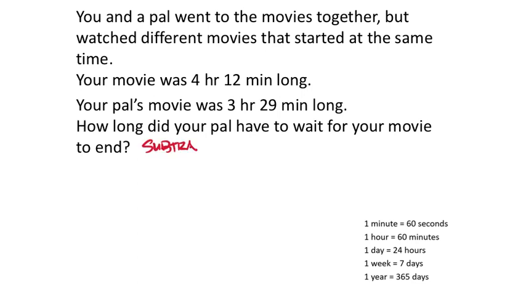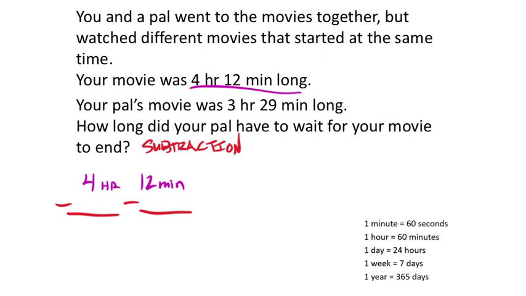So you said there's no negative, so we have to do it like, what we're going to do is we're going to take your movie, which is the longer one. That's at 4 hours, 12 minutes. And we will subtract. I'm going to do the 2 units separately. We're going to subtract your pal's movie, which was 3 hours, 29 minutes.